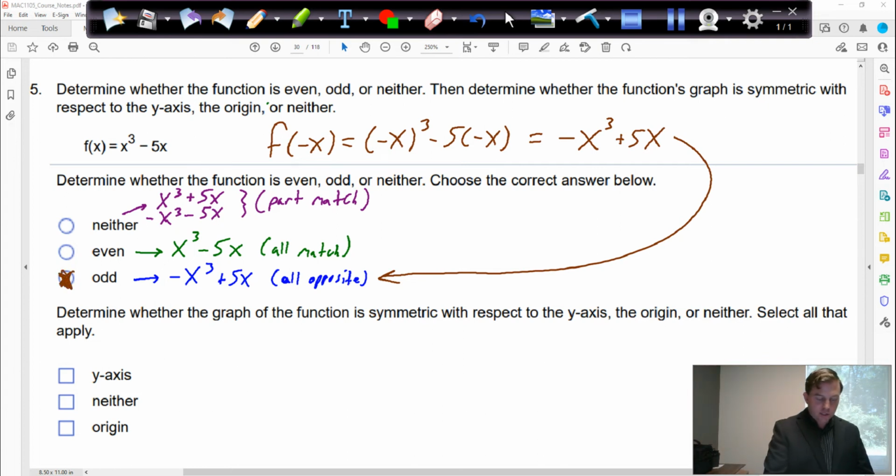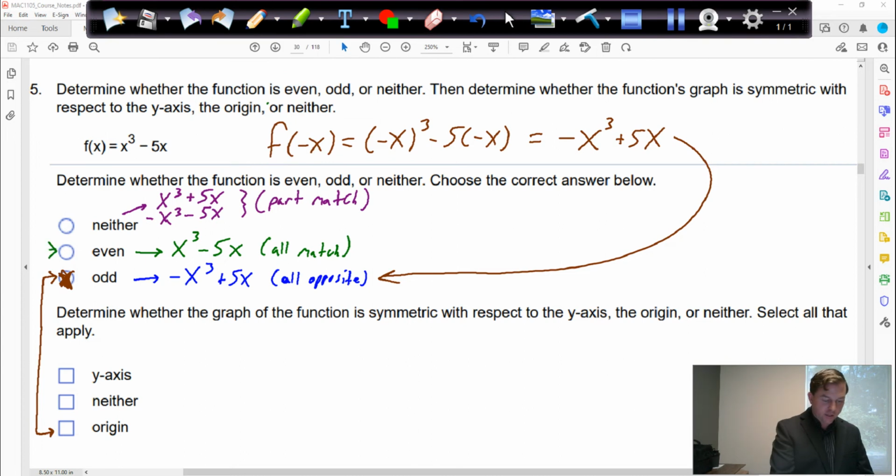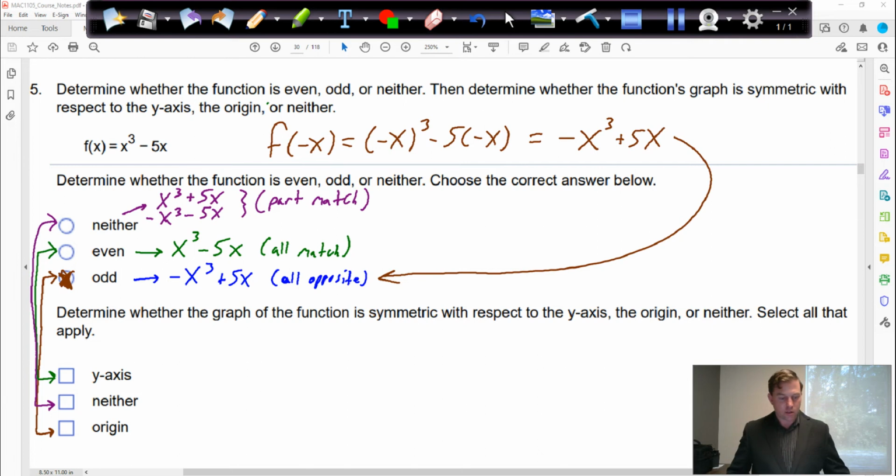Now the nice thing about this is odd will match up with origin symmetry always. And if you had recorded that it was an even function, that lines up with y-axis. And then neither will always match up with neither. So you kind of have less thinking to do there. If you get the first part right, then these things match up like this. We solved it to be odd, so it has origin symmetry.